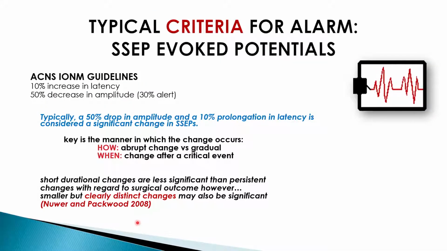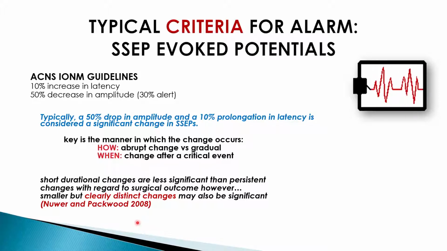The ACNS guidelines state that a 10% increase in latency and a 50% decrease in amplitude calls for an alert. They also go on to say, though, that at 30% you should do an initial alert. Typically, a 50% drop in amplitude and 10% prolongation in latency is considered a significant change in the SSEP. But the key is the manner in which these changes occur, such as how it occurs and when it occurs.